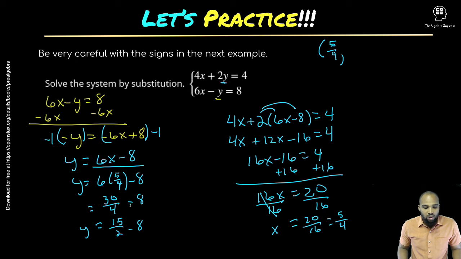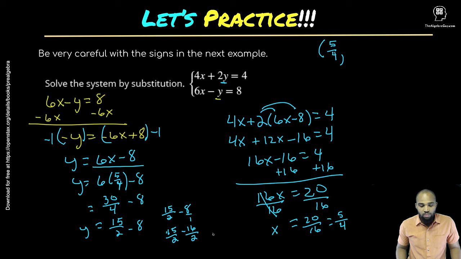So what is 15 over 2 minus 8? I need a like denominator. This has a 1, so let's change this denominator to a 2. So that'll be 15 over 2. 2 times the top is going to be 16, and 2 on the bottom. So 15 minus 16 is going to give me a -1/2. So y is going to equal a -1/2.